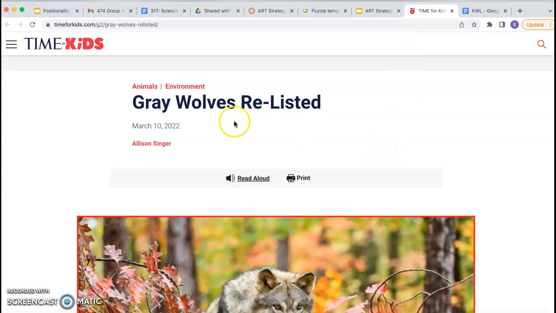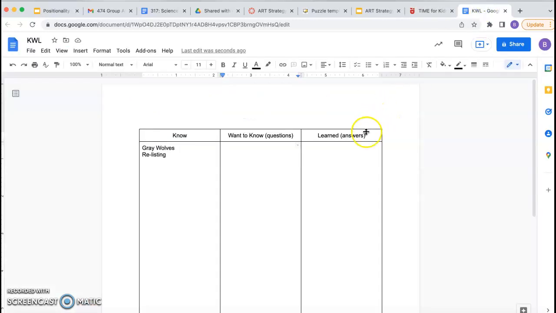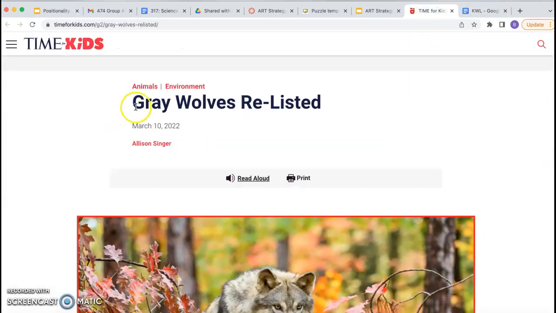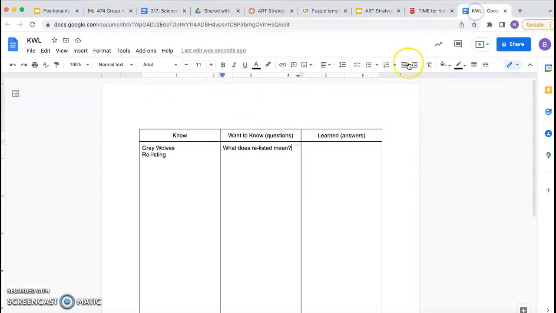So I don't know what the word relisted means. So that could be one of my questions. I want to know, what does relisted mean? So that's question number one. Now I need another question. My second question I could think about is, why are gray wolves being relisted? So I'm going to put that as my second question.